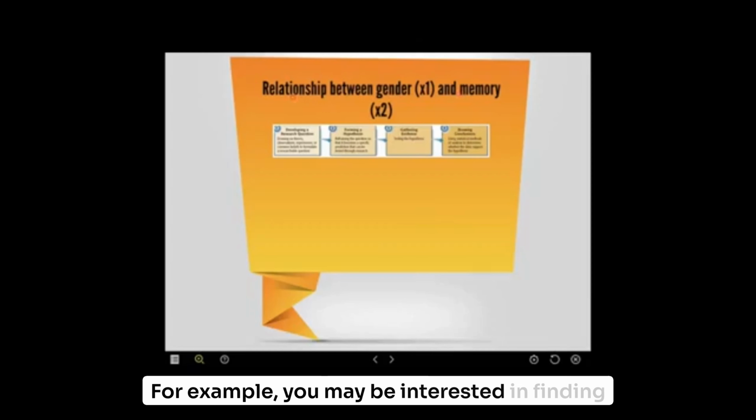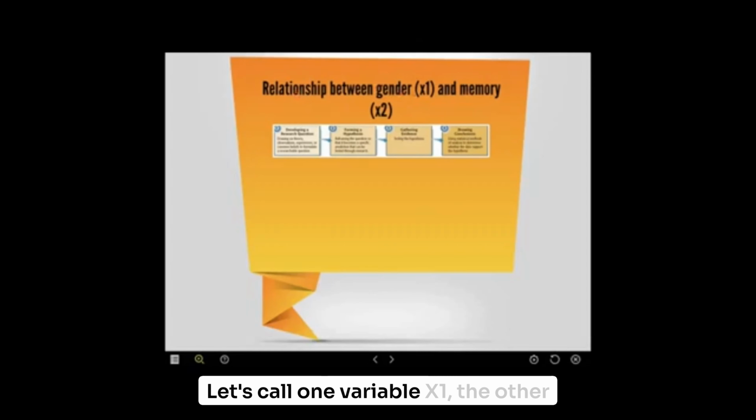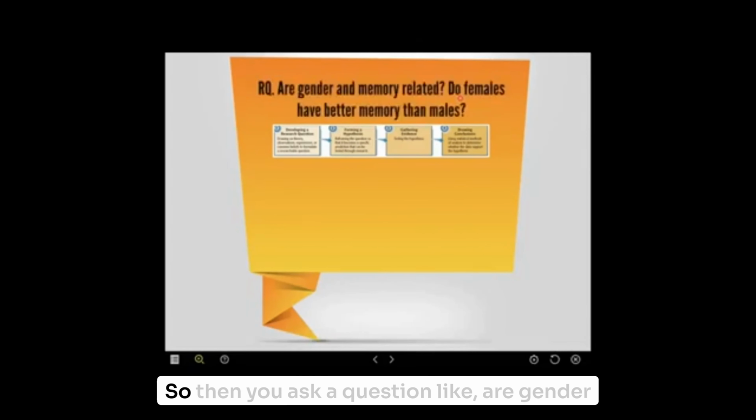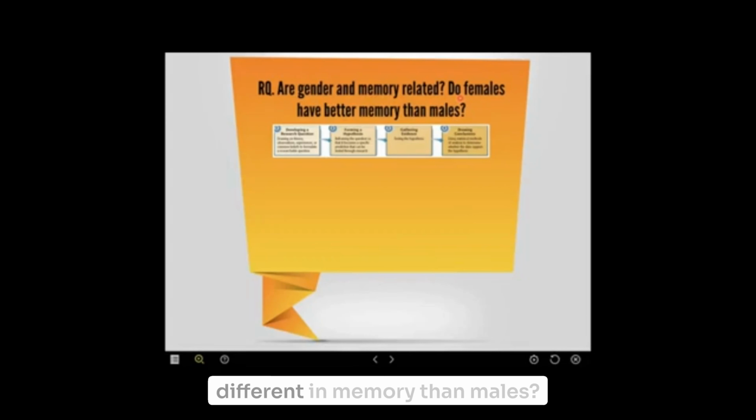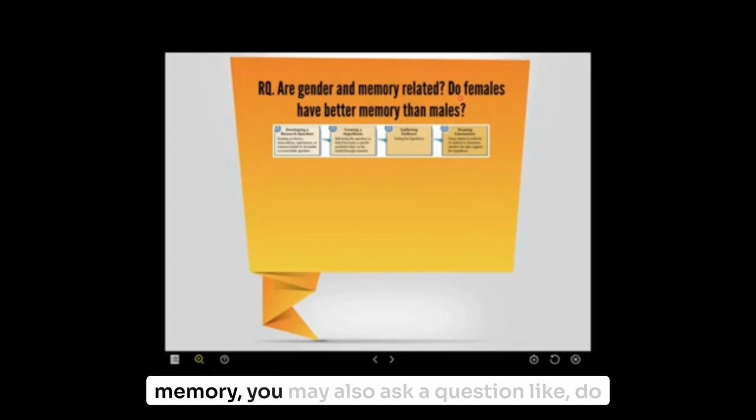But we can also have questions related to variables. For example, you may be interested in finding the relationship between gender and memory. Let's call one variable X. Then you ask a question like, are gender and memory related? Or, are females different in memory than males? Or if you think that females have higher memory, you may ask, do females have better memory than males? Keep in mind there are two variables here: memory and gender.